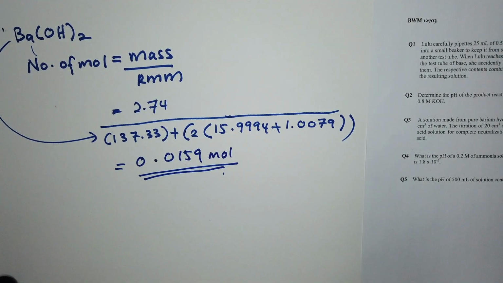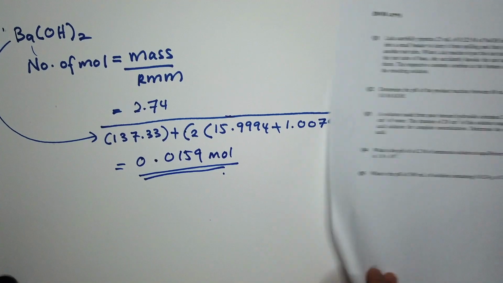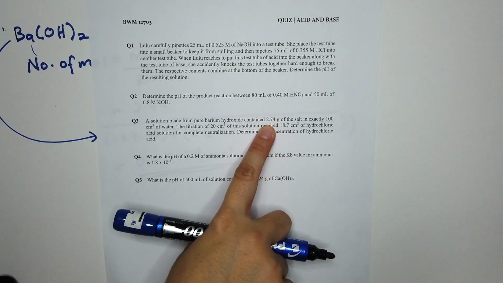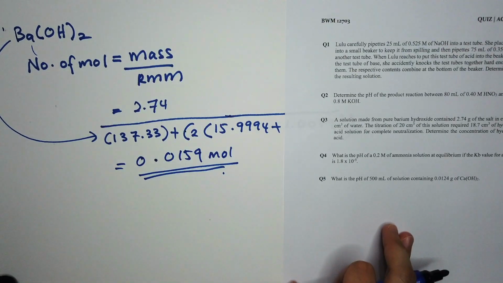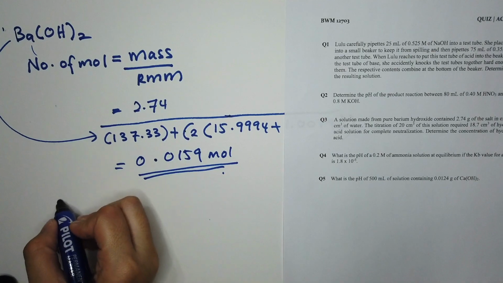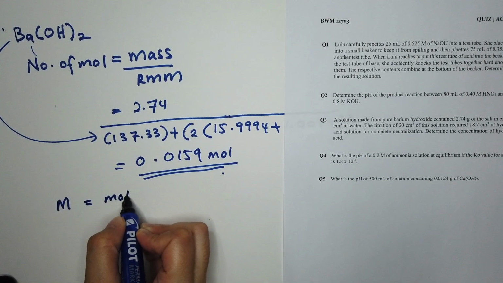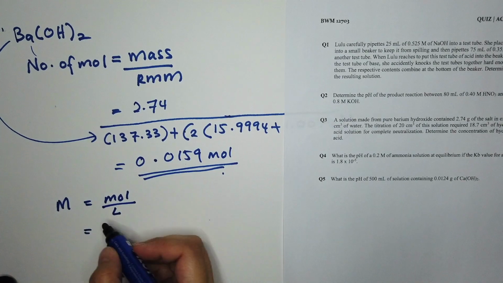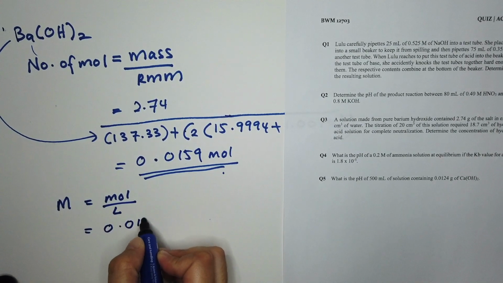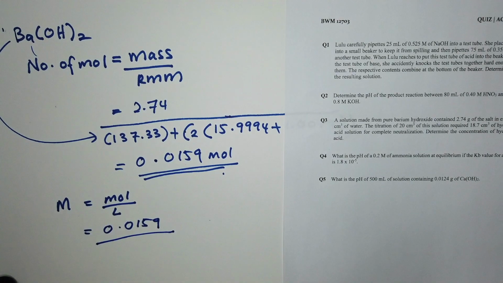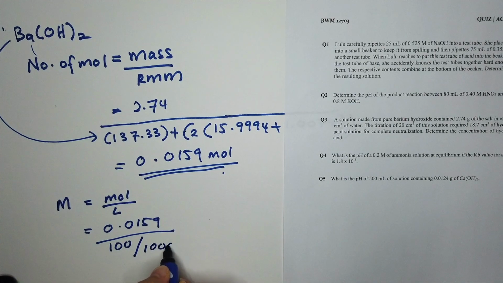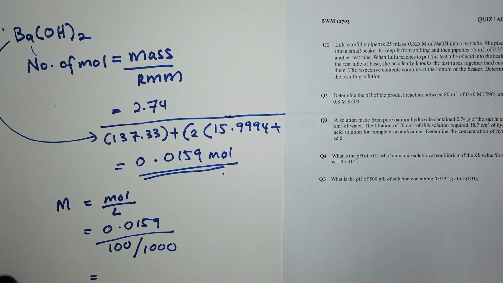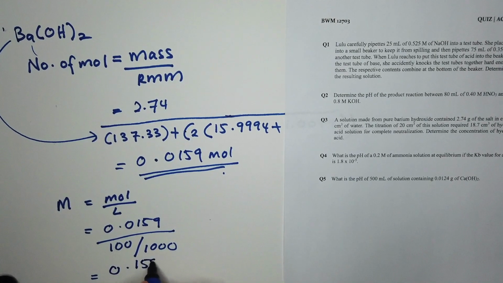Okay, and then it states here that it will be dissolved in 100 centimeter cube of water. So molarity equivalent to mole over liter. So the number of mole is 0.0159 divided by 100 centimeter cube. So 100 divided by 1000. So you should get the molarity of barium hydroxide that you produce is 0.159 molar.